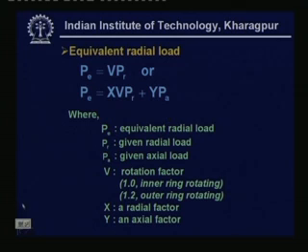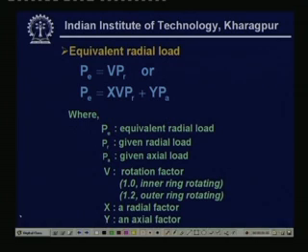Now, what does this equation suggest? This equation suggests that PE, the equivalent load, will be PE equal to X into V PR plus Y into PA, where PR is the radial load and PA is the axial load. Now, V is the rotation factor.